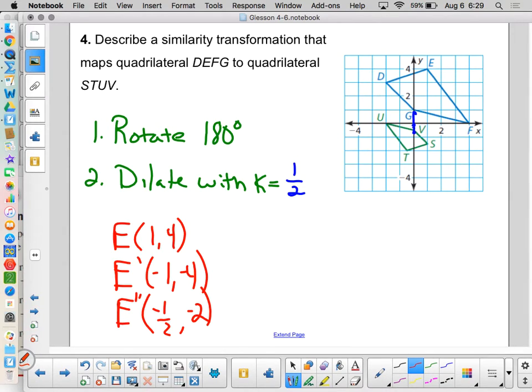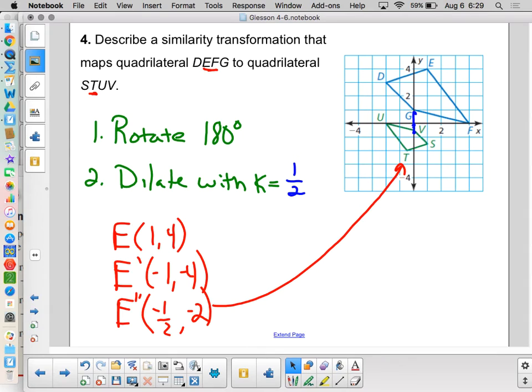Do I have the corresponding point at (-1/2, -2)? The point that corresponds to E should be T, in order. And sure enough, T is right there. I'm pretty confident of my guess. To be sure, I would probably want to check at least one other point, and you could choose whatever and do the same process. Let's pick F.